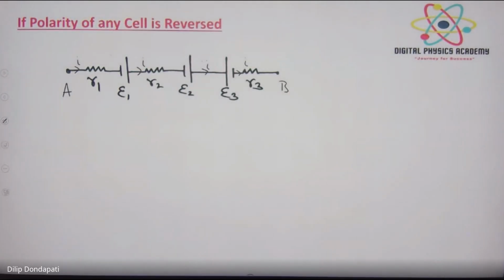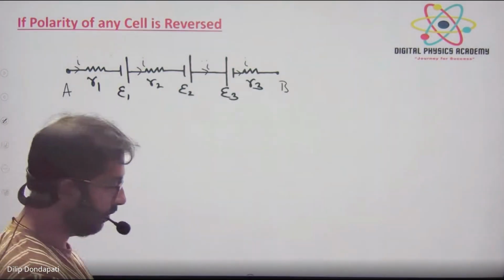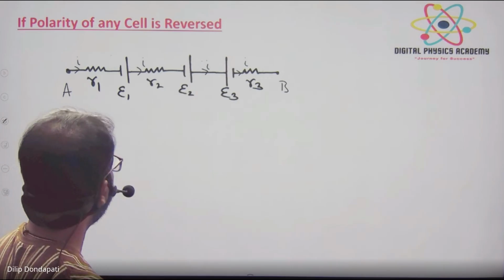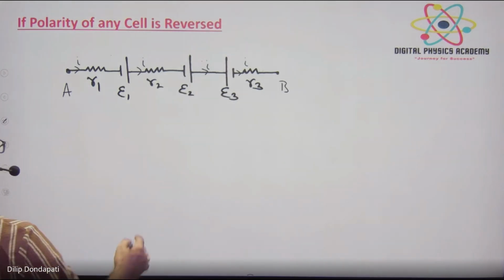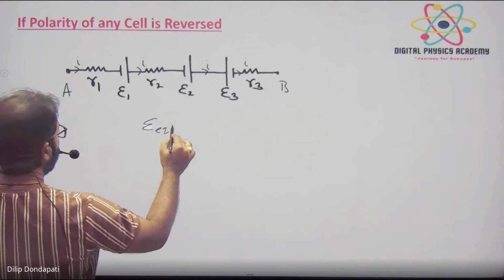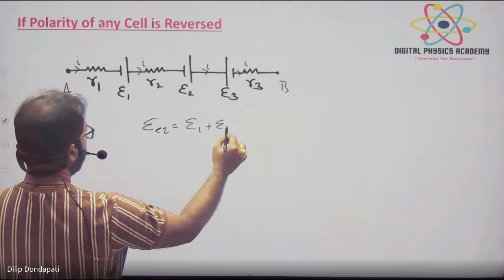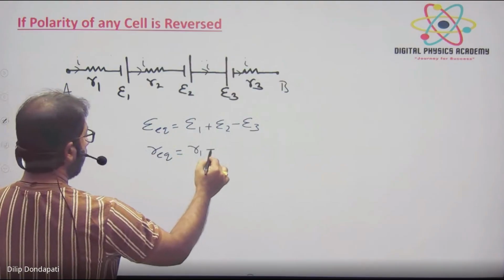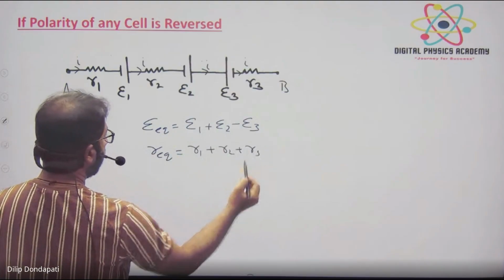हाँ इसका बोलो. What is the E equivalent? कितना होगा? E1 plus E2 minus E3. Yes, correct. लिखो. And R equivalent? R1 plus R2, there is plus, no need of polarity anything. So, खत्म.